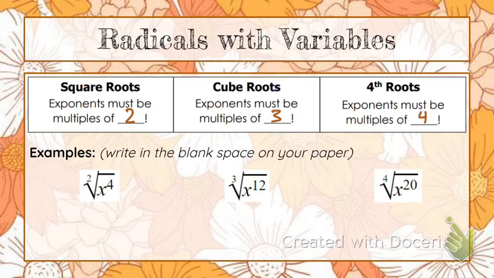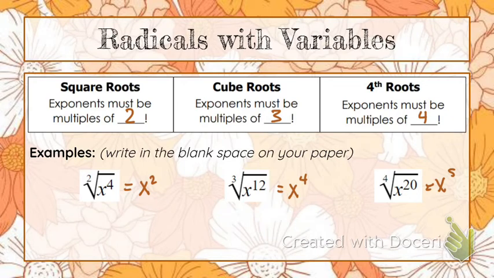And the way that we simplify perfect roots is we're going to take the power divided by the root. So 4 divided by 2 is 2. That means that this equals x squared with no radical. In this one, 12 divided by 3 is 4, so this equals x to the 4th. And then finally, in the last one, 20 divided by 4 is 5, so this is just going to equal x to the 5th.